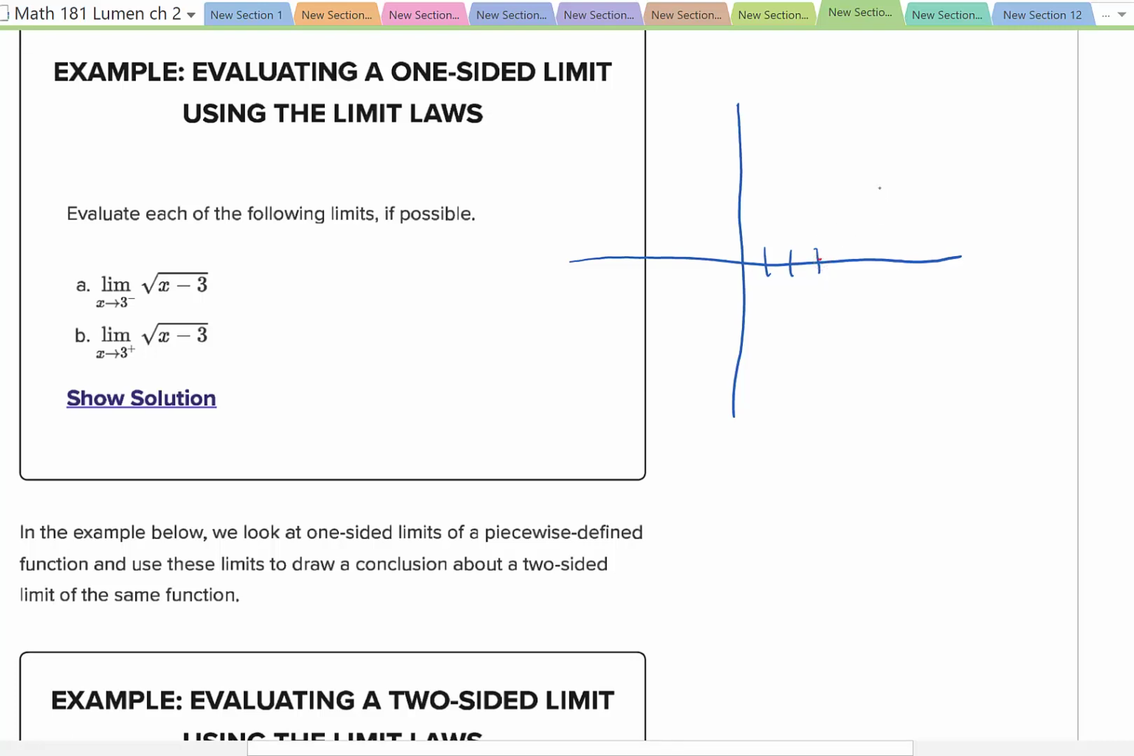So it starts at 3. It looks something like that. So for the first one, the limit as x approaches 3 from the left side, that one's going to be does not exist, because it doesn't exist to the left of the 3. But to the right of the 3, it does exist, and so that limit will end up being 0, because it's going to 0. Okay.